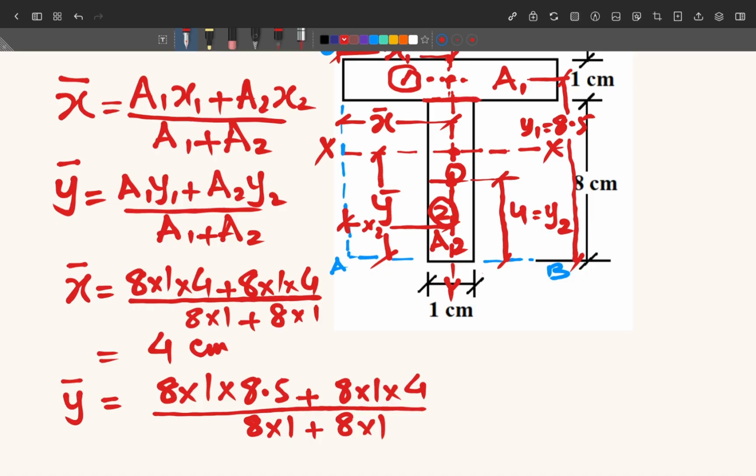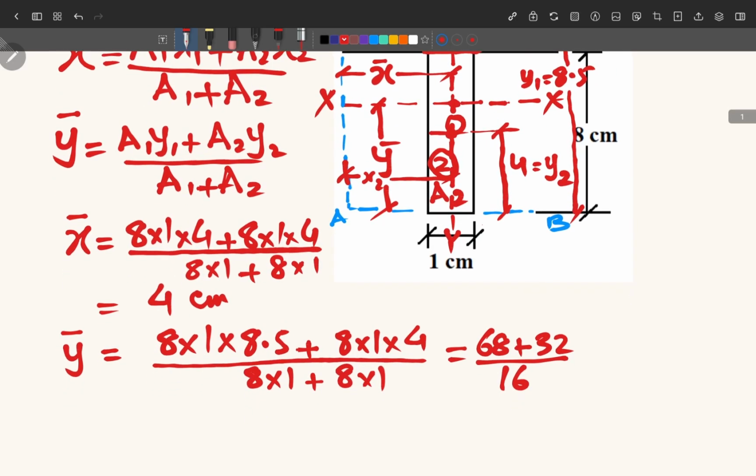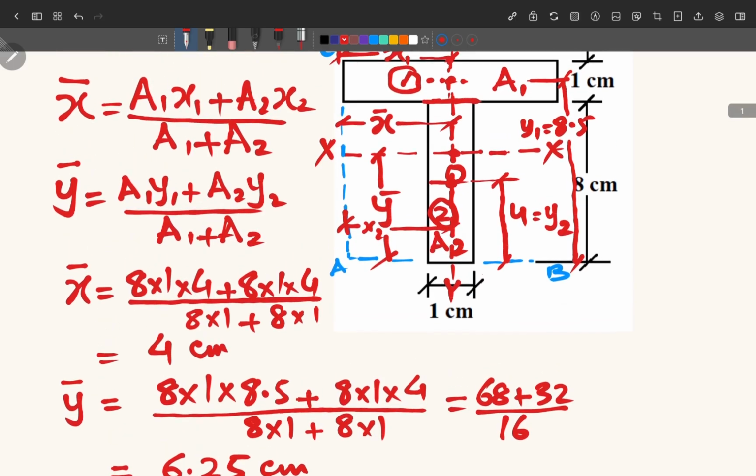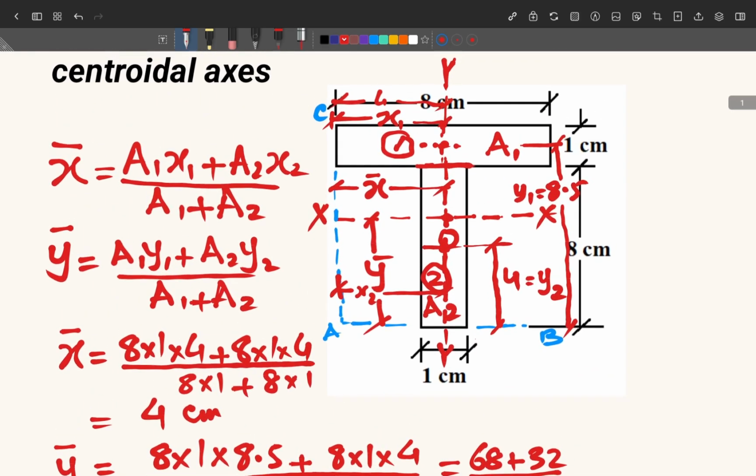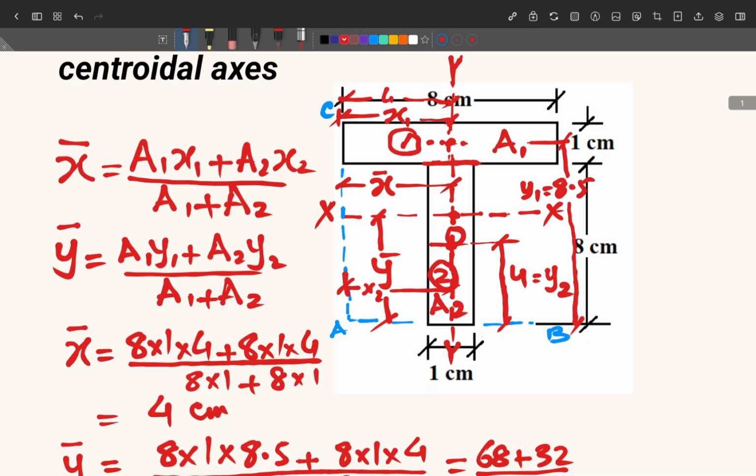and we get this value as 68 plus 32 divided by 16. So y bar is equal to 6.25 centimeter after calculation. That means the value of y bar, which is the centroid of the whole section, right?